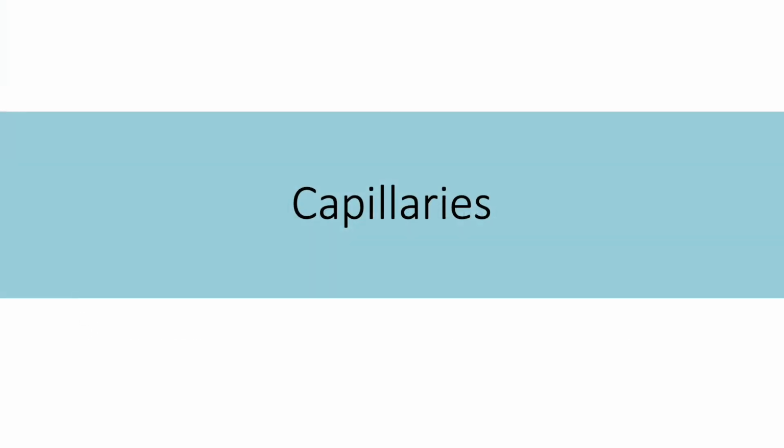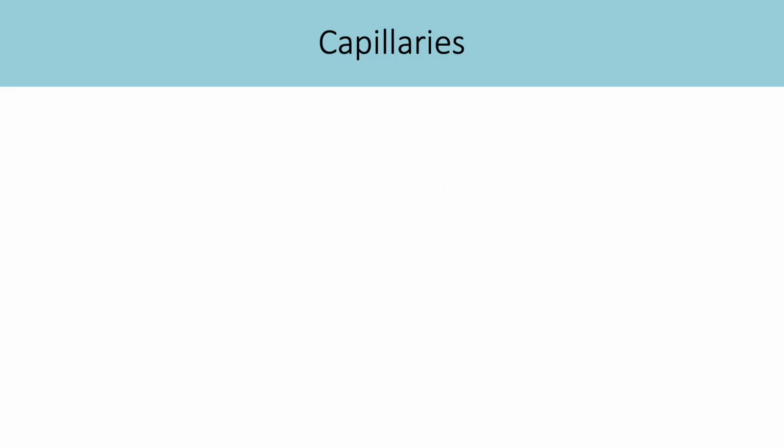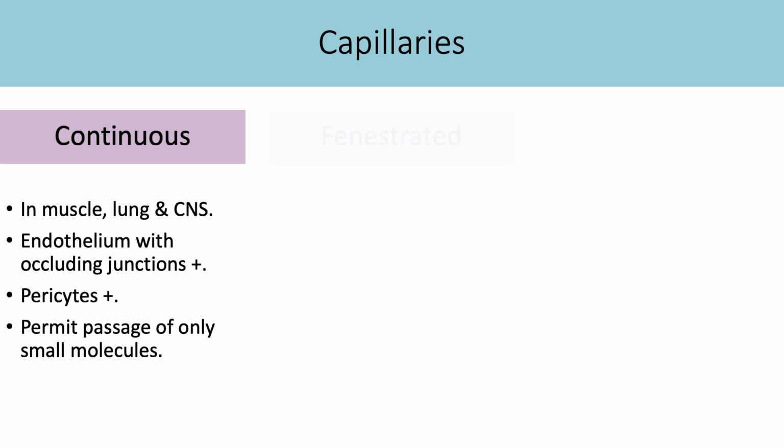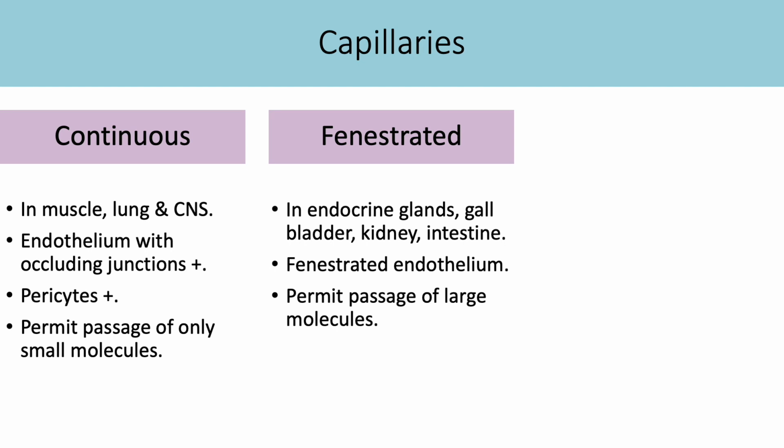Capillaries are lined by endothelium on basement membrane and they lack the typical 3 layers in their walls. There are 3 types of capillaries. The continuous capillaries are seen in muscles, lung and central nervous system. They show endothelium which have occluding junctions with adjacent cells. Pericytes are present outside the basement membrane and they permit passage of only small molecules.